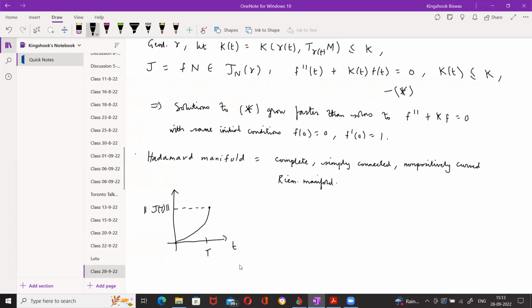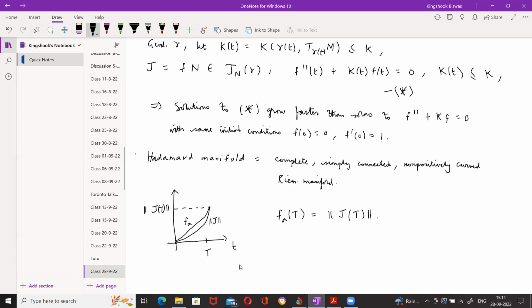Norm J of T. Okay. This graph here, this is the graph of norm J. And then I draw FA here. So FA is going to look like this. I'm choosing FA such that, so this is norm J and this is FA, this graph here. All right. And I'm choosing FA such that FA has the same value at time T as norm J. Okay. So FA of T is equal to norm J of T.